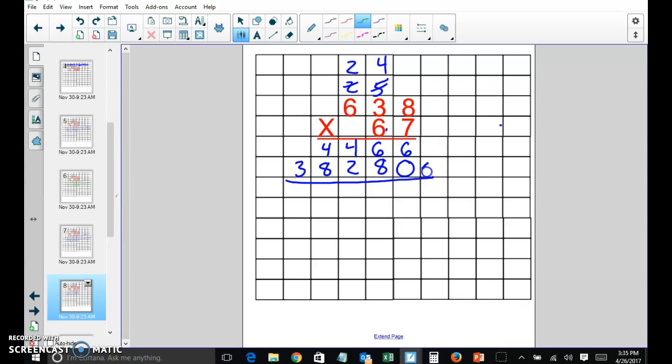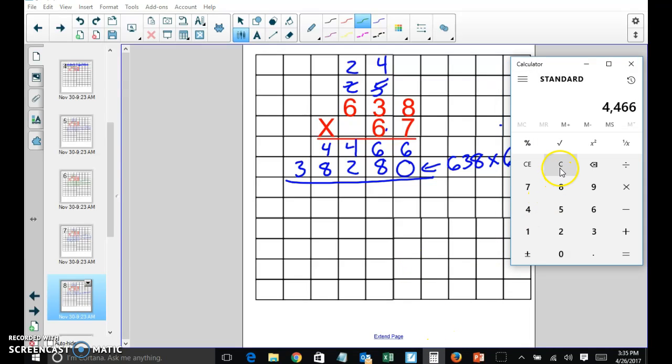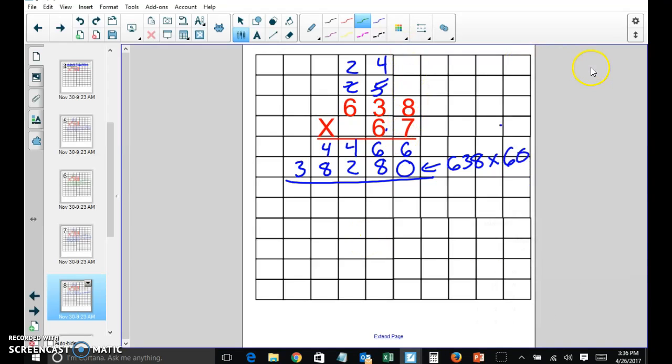I'll only do 1 this time. So what I'm saying here is 638 times 60 equals 38,280. Let's make sure I'm right. 638 times 60 equals 38,280. But remember, we're not done. They want to know what they are combined.